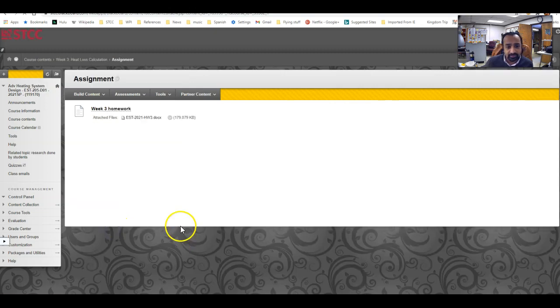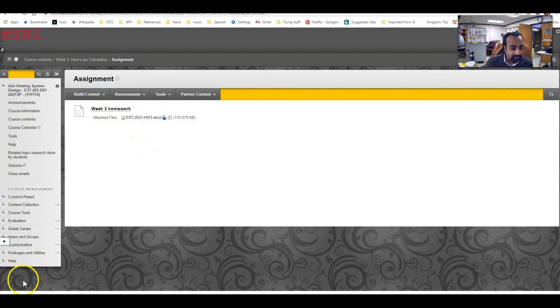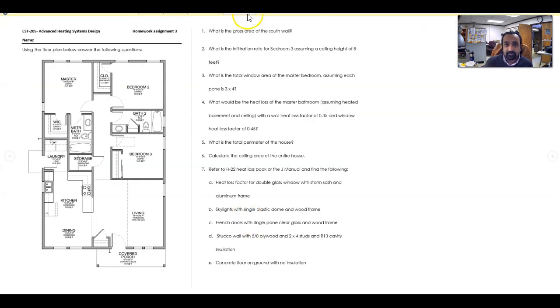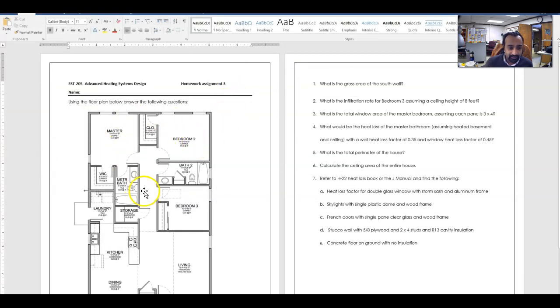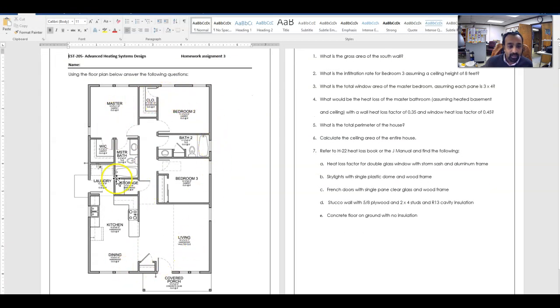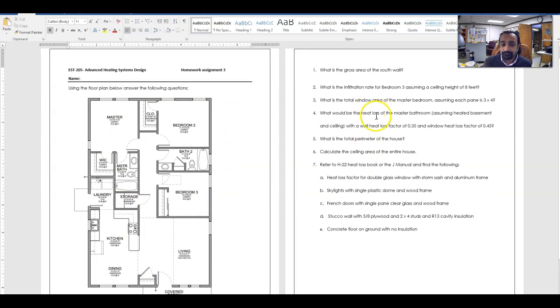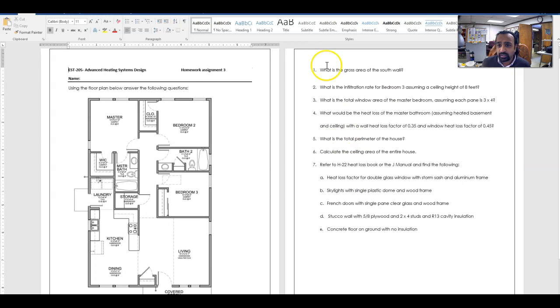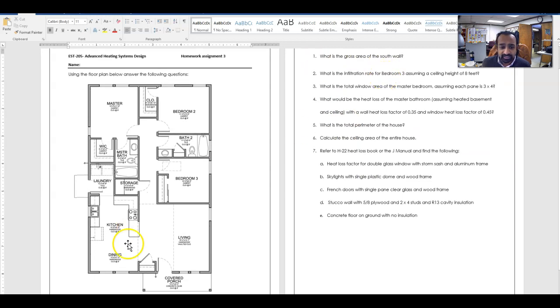And for the assignment, I'm going to open the assignment. I gave you a practice problem, and hopefully this will be very thorough. Here's a floor plan for a one-story house or an apartment. Let's go over these questions, and probably in the hangout I will go over these questions as well. What is the total gross area of the south wall? In every floor plan, usually north is facing up, and down is going to be the south. So here is the south wall.